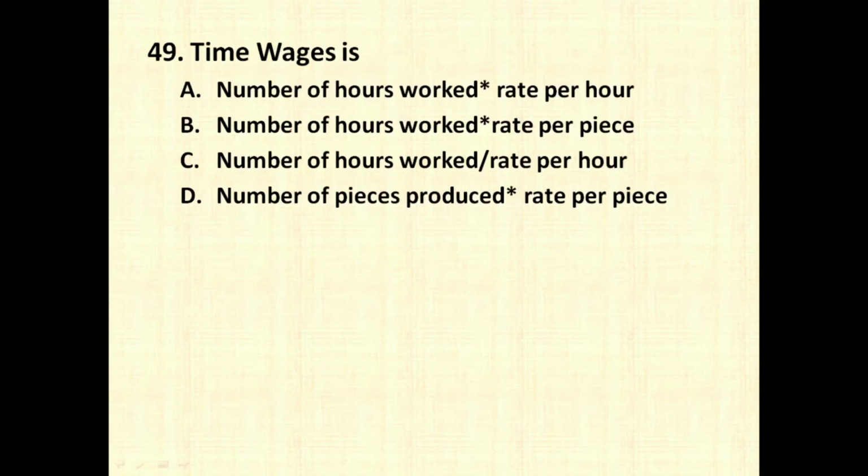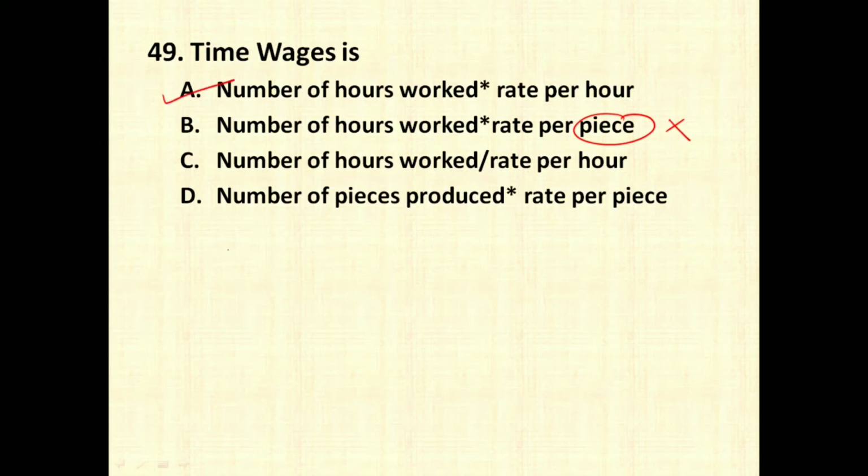Time wages is number of hours worked into rate per hour, number of hours worked into rate per piece. So if piece comes, definitely this is not an answer. Number of hour work divided by rate per hour, number of pieces produced divided by rate per piece. So correct answer is option number A.